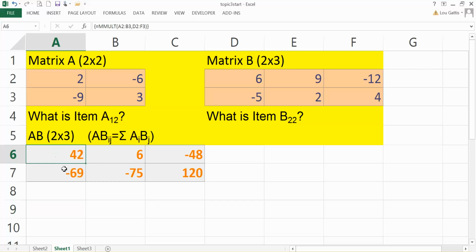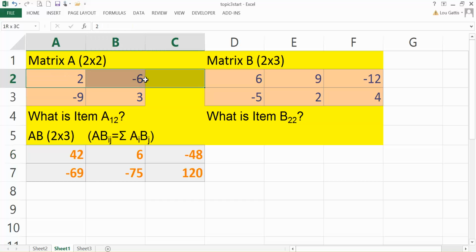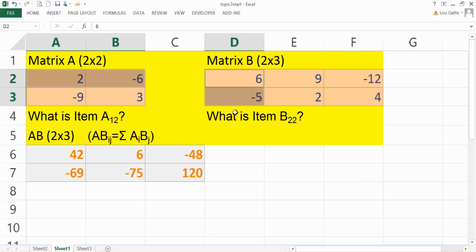So this item here, AB11, would be the way we identify the first row, first column of AB. This item is actually the ith row of A times the jth column of B. So AB11 is the first row of A times the first column of B. So it would be 2 times 6, which is 12, minus 6 times 5, which is 30. That'll give us 42. So again, it's like a sum product.